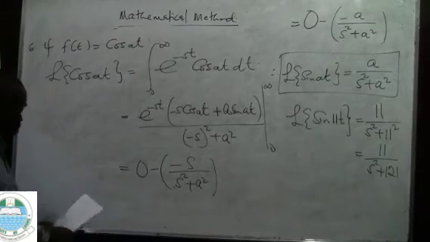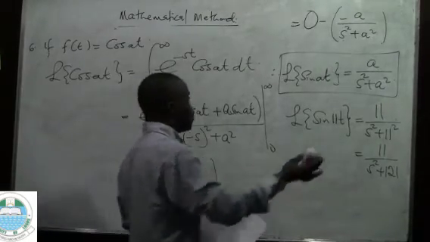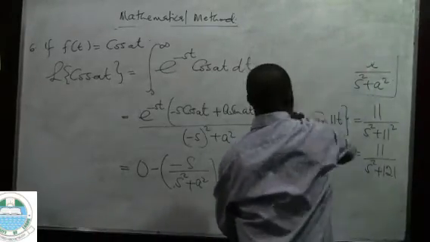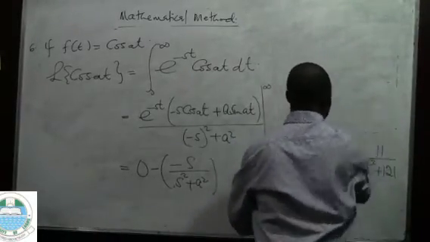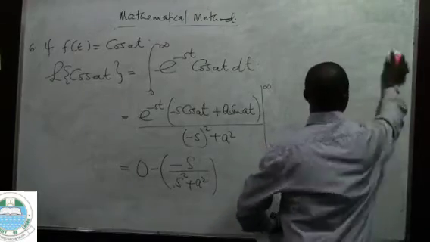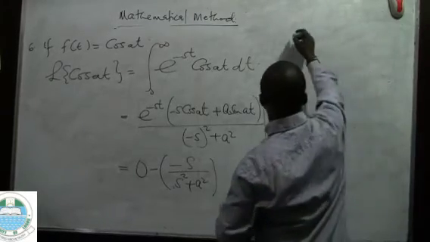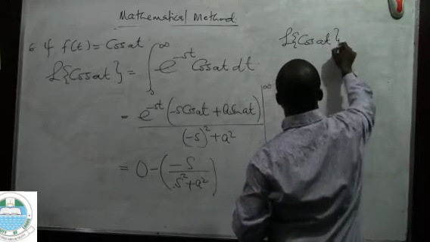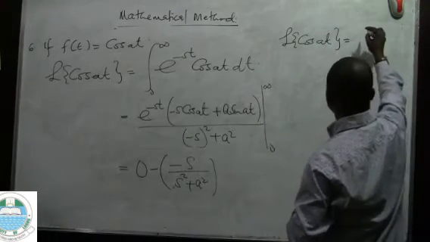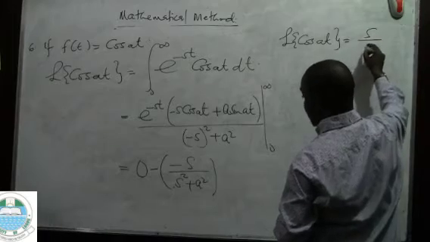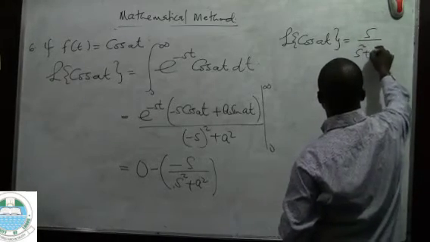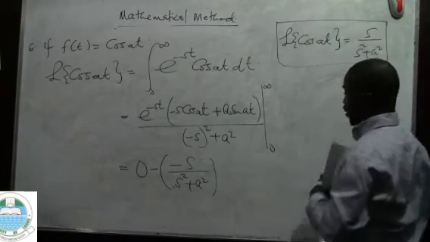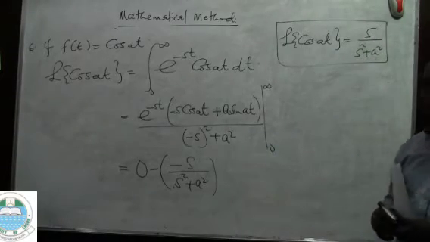Let us now open the bracket. By opening the bracket, the Laplace of cos at becomes s divided by s squared plus a squared. That is the Laplace of cos at.